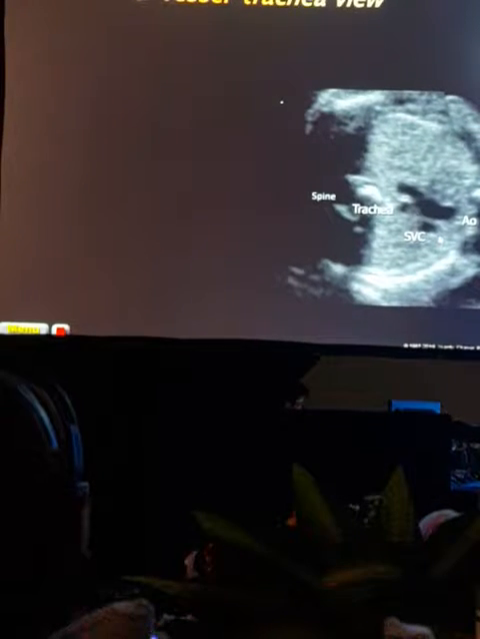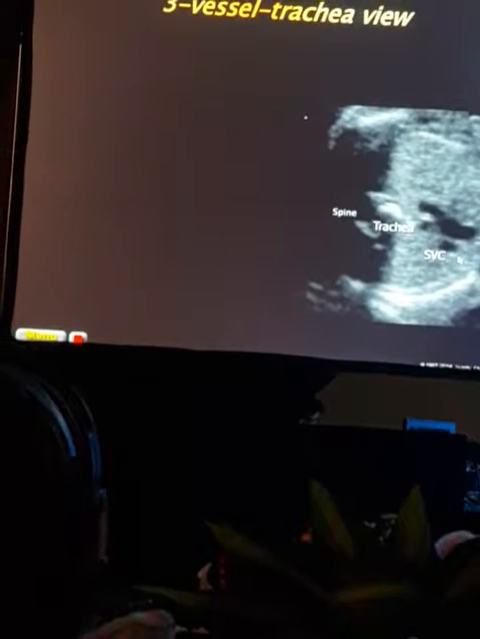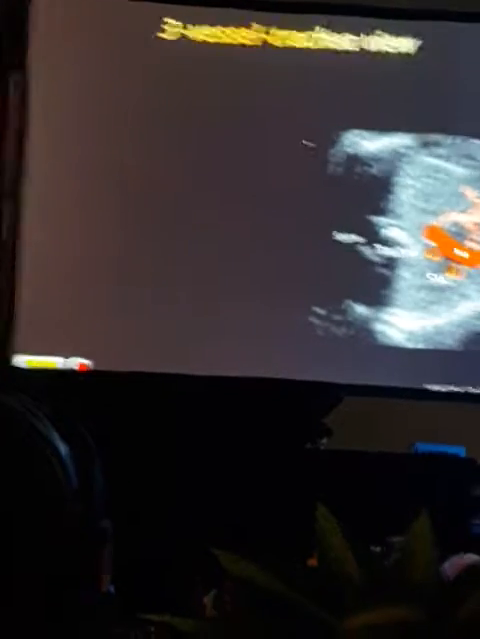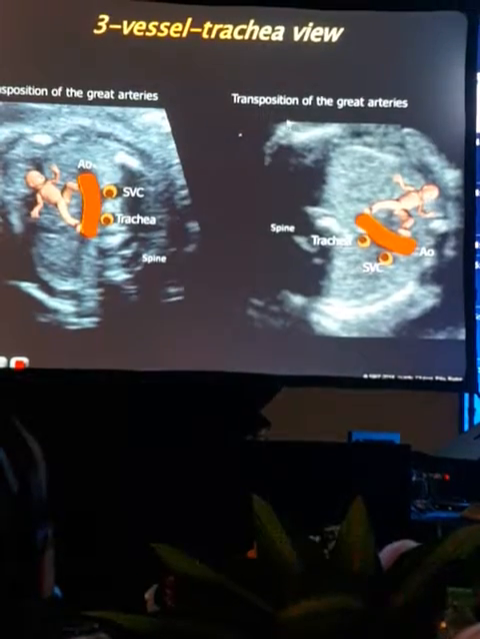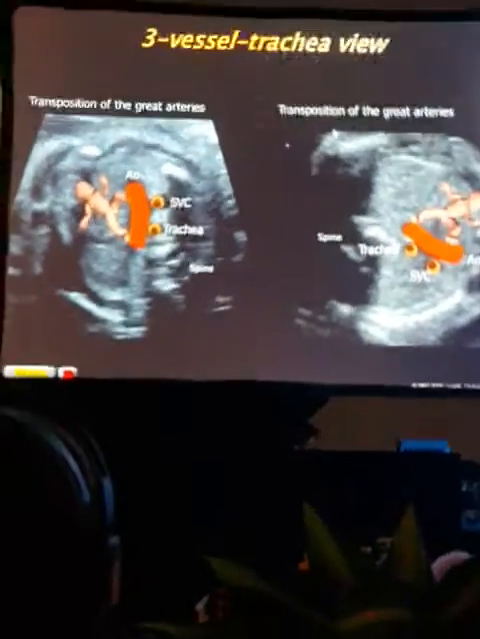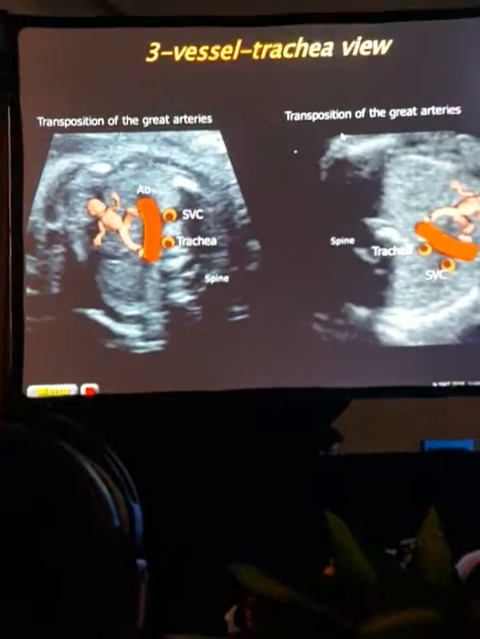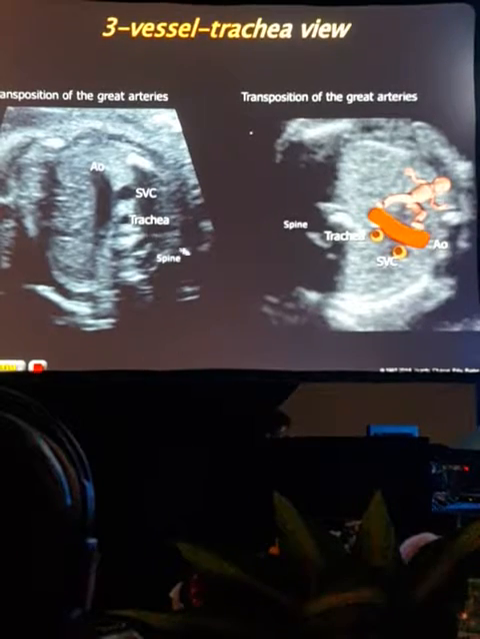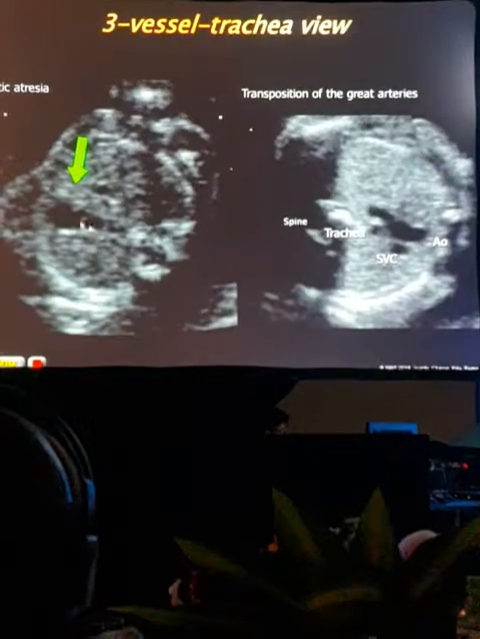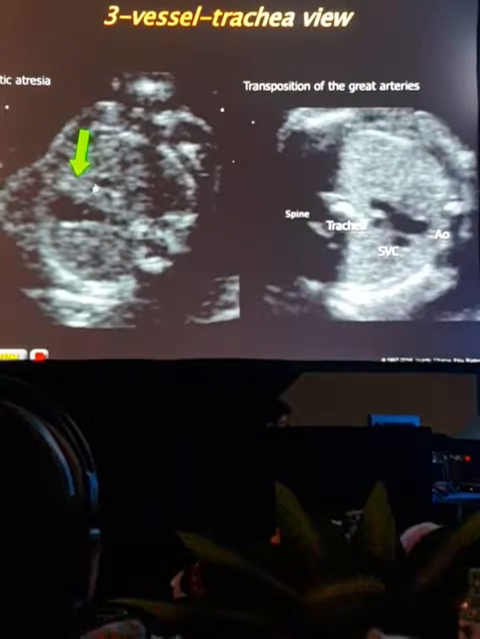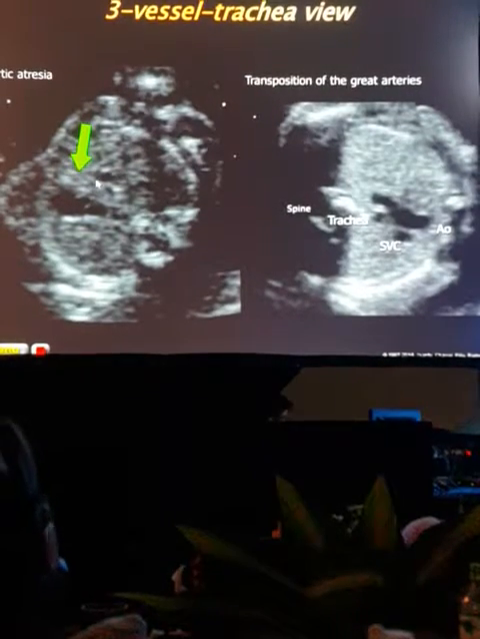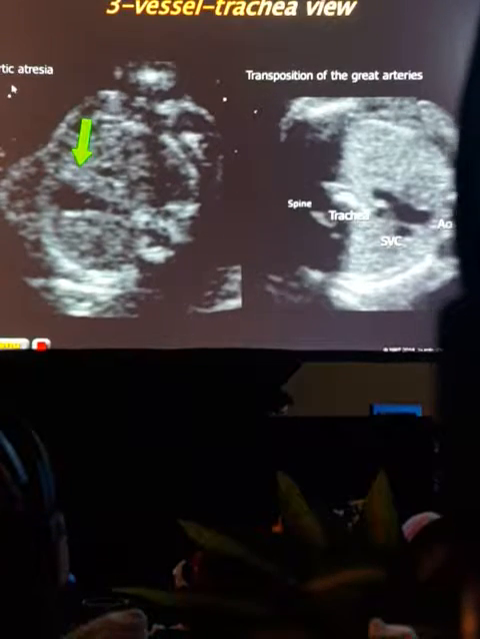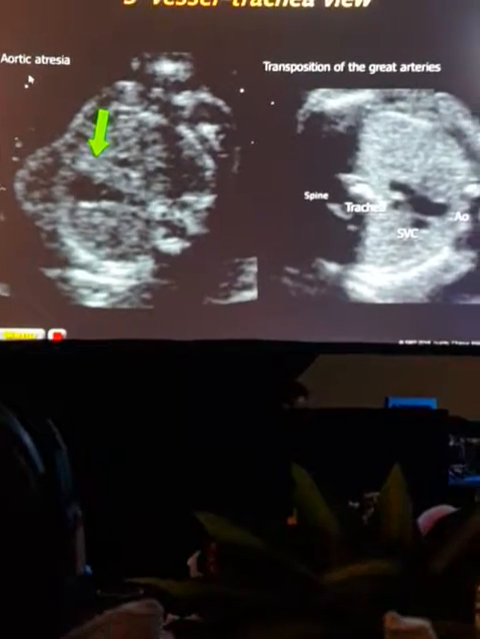Do we see a line and a dot dot? Here, we have something that looks like a skateboard. So this is a very different situation. This is a baby that has transposition of the great arteries, and the other artery is underneath. So this is usually the aorta, and the pulmonary is below that. So you see aorta, superior cava, and trachea. Okay? Line, and then one dot. We're missing a dot, and there's a big gap. So the missing dot is the aorta. You don't see it, you're in the trachea. Okay, so many things to look for when you do the three-vessel view.